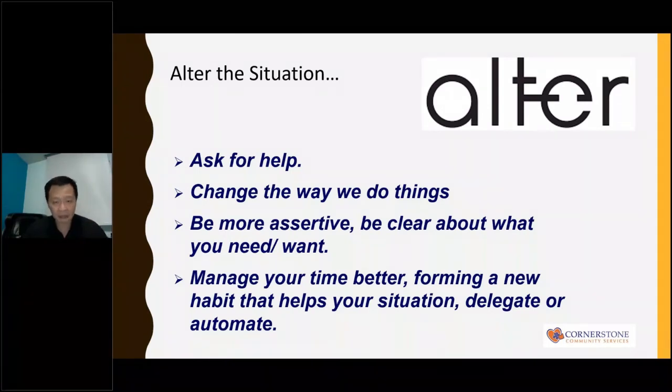And of course, altering the situation also means changing the way we do things. Be more assertive, be clear about what you need and want, or manage your time better, forming good habits, etc. So these are some examples of how we can alter the situation.